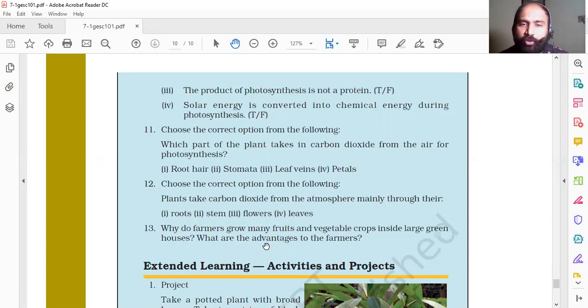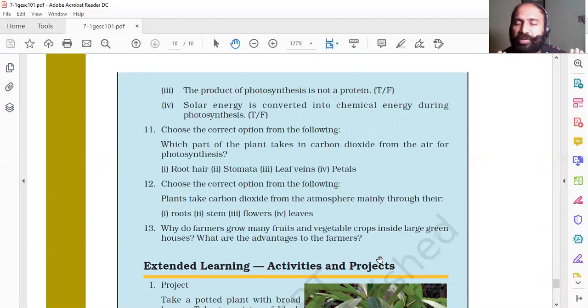Why do farmers grow many fruit and vegetable crops inside large greenhouses? What are the advantages of this farming? Now, this is a higher order question which is not there in the textbook also, but they are asking here. See, have you seen large greenhouses? If you go to temperate countries, you can see a lot of greenhouses, like Canada and the US, and in European countries also. This green house-like thing traps sunlight and gives heat inside.